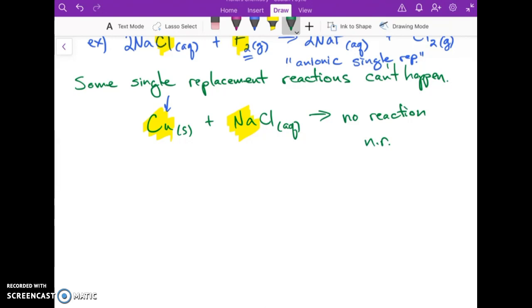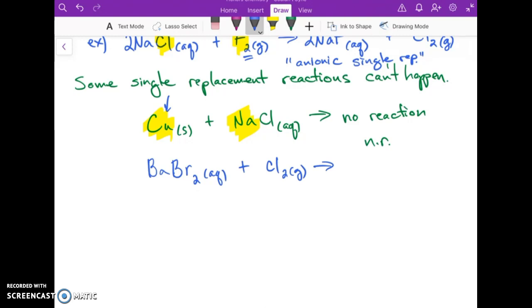So I'll show you what I mean by that. If we do another example of anionic, so 2 halogens trying to replace, or one trying to replace the other. If I were to go with, let's say, barium bromide, BaBr2, aqueous, and we try to react that with, let's say, chlorine gas. So is that going to be a reaction or not?